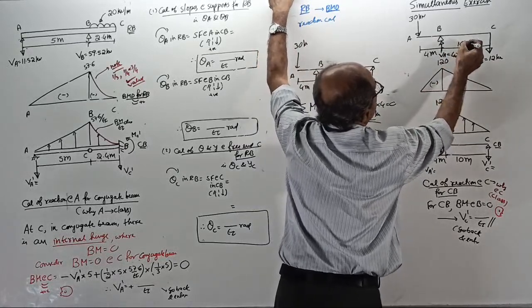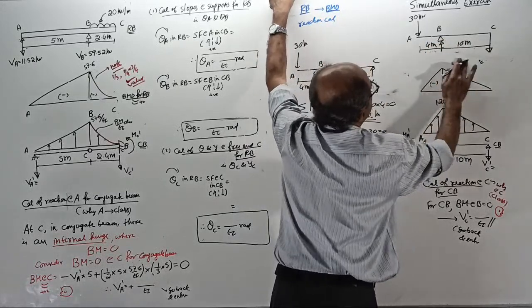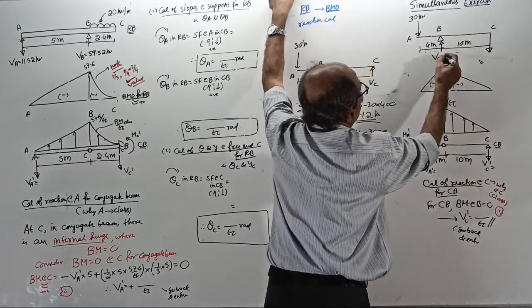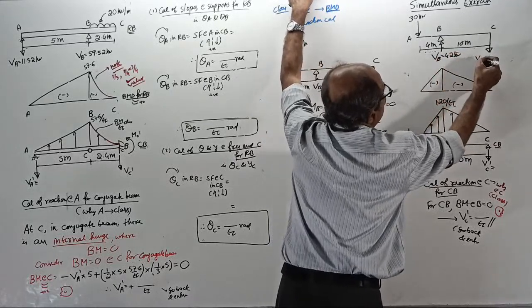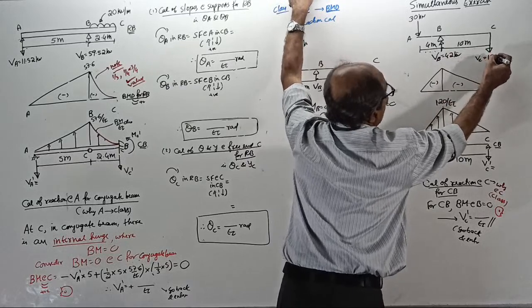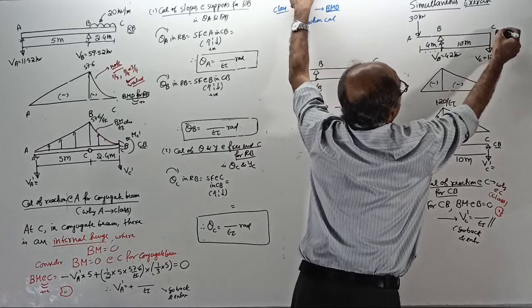10 meter. A goes that side, 10 meter. Don't disturb me. 4 meter. Okay, 1 meter. I'll put once again: this is VB equals 42 kilonewton, VC equals downward 12 kilonewton. Now, ABC: this is the real beam.